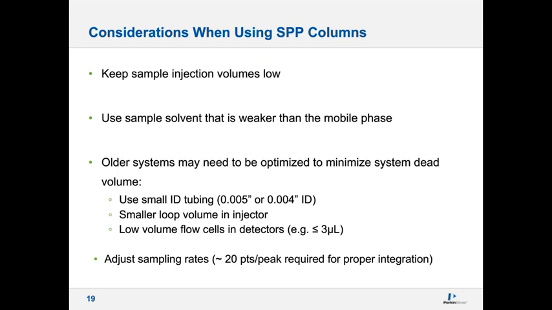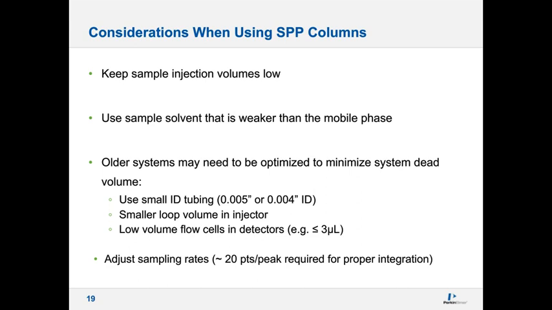Additionally, you can run SPP columns on standard HPLC systems, but older systems can benefit from some instrument optimization to realize the maximum performance of SPP columns. Using smaller ID tubing before and after the column, for example, will minimize system dead volume, and therefore the sample dispersion before the column and the peak dispersion after the column.